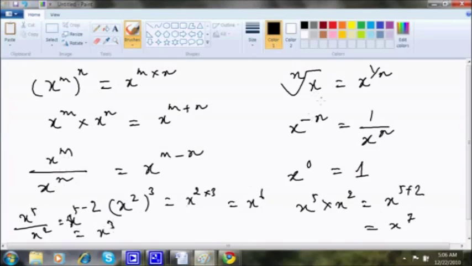nth root of x is x to the power 1 by n. Example could be fifth root of x is x to the power 1 by 5. X to the power minus n is 1 by x to the power n, so x to the power minus 5 is 1 by x to the power 5. X to the power 0 is 1. Basically means anything to the power 0 is 1.